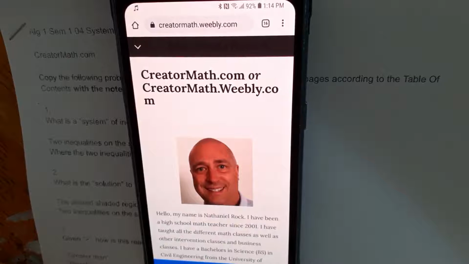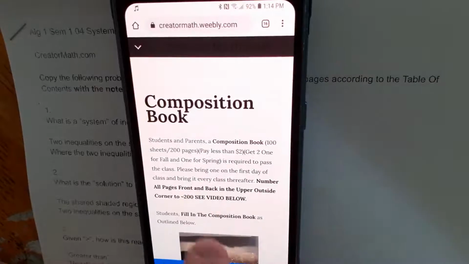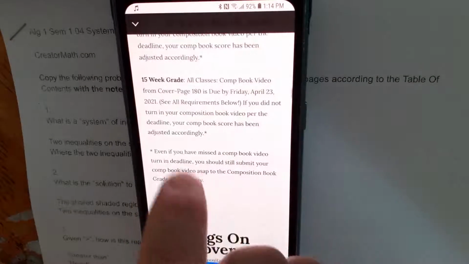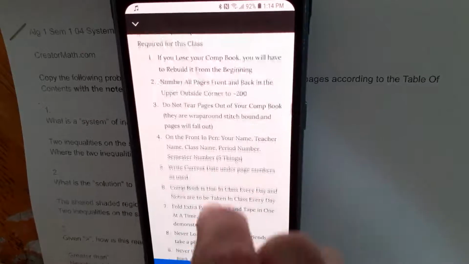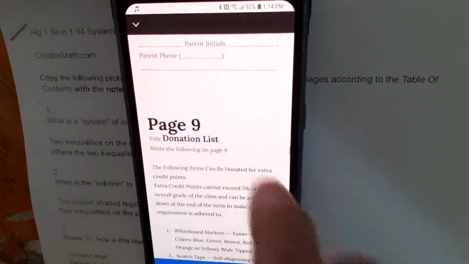So most students at some point in the semester have questions about the composition book, what goes in it, what goes where, etc. Scroll down under this picture here until you see the words composition book. Read all of these directions, watch all of these videos, adhere to these due dates, and put all these things on the right pages, as well as the notes, which we're going to get to when we click the next tab.